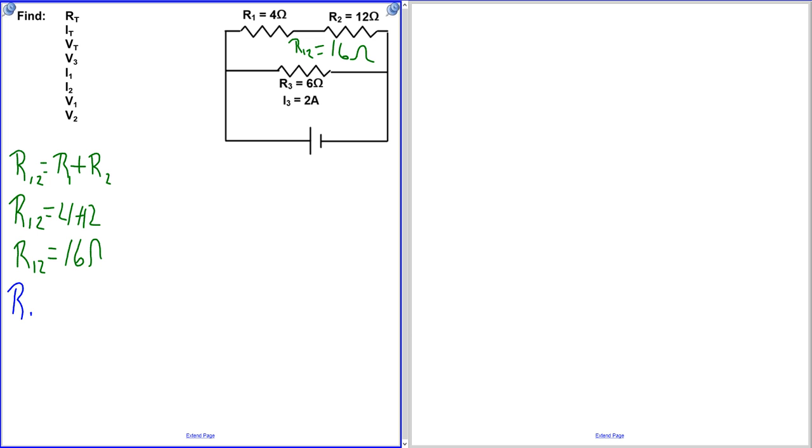Now my total resistance, if I'm looking at it in parallel, remember that to find it, I actually have to do 1 over my total resistance. Those are my parallel rules. Equals 1 over R1, 2 plus 1 over R3. Now I can say 1 over R total equals 1 over 16 plus 1 over 6.